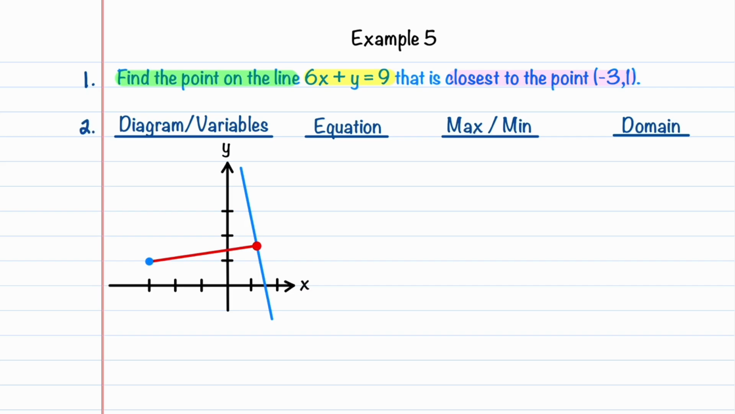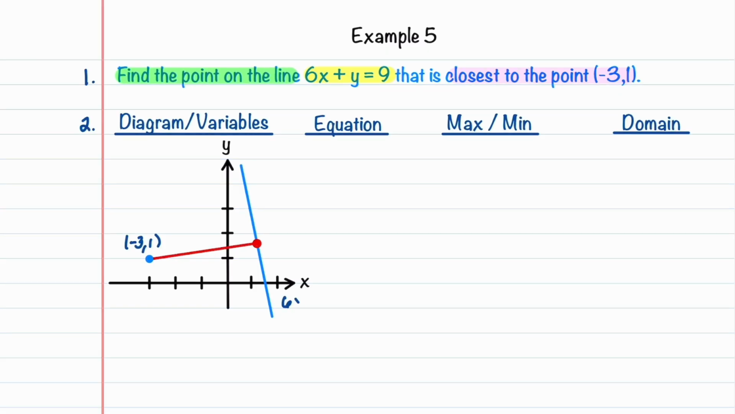For step 2, we are going to fill out all 4 of these categories with all the information that we've been given from the problem. I went ahead and drew our point. This point is the point minus 3, 1. And then I drew our line, which is 6x plus y is equal to 9. We want to find a point on the line, and that's our red point here. So we're going to just label this xy. That's the point that we need to find, and it's the point that is closest to the point minus 3, 1. Let's go ahead and identify our variables.